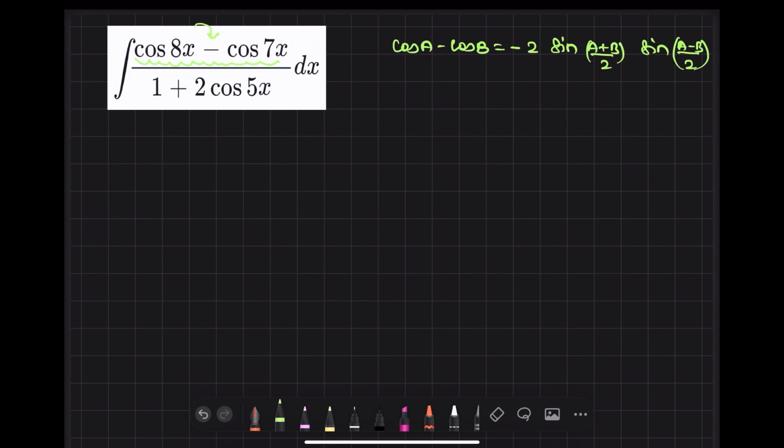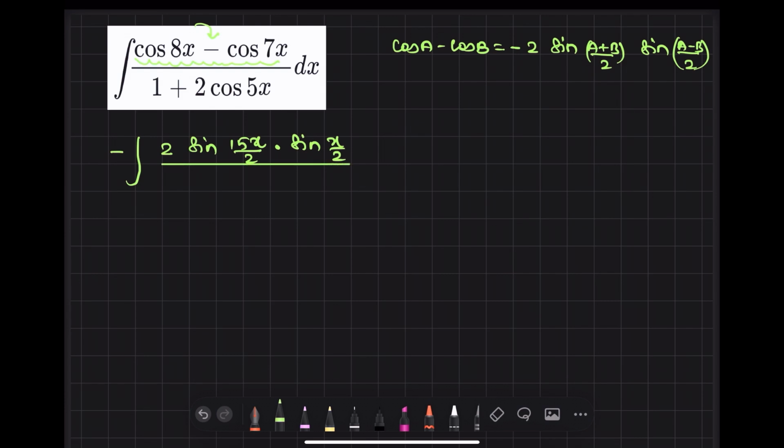So can I write this part as integration of 2 times, we will have minus sine of first angle plus last angle by 2, that means 15x by 2, into sine of first angle minus last angle by 2, x by 2. Okay, I hope till this part you guys are okay.